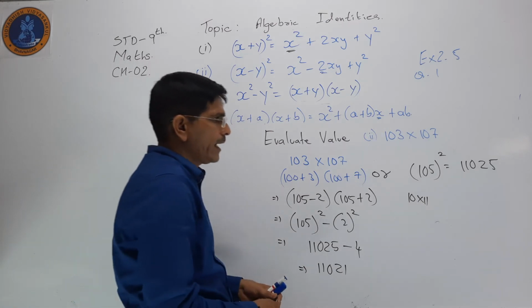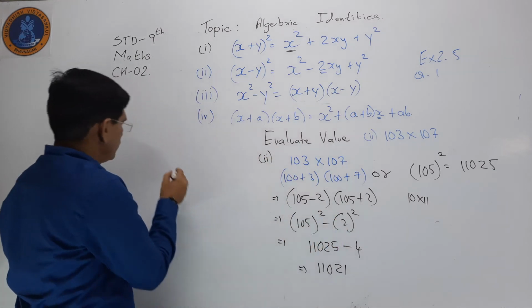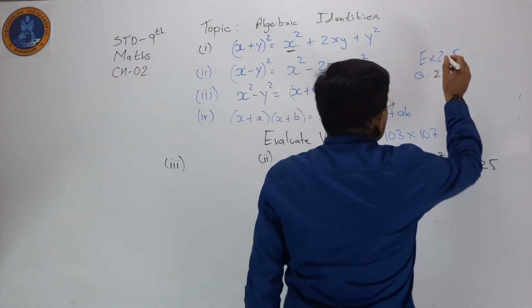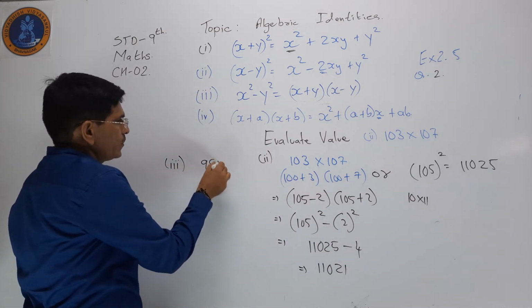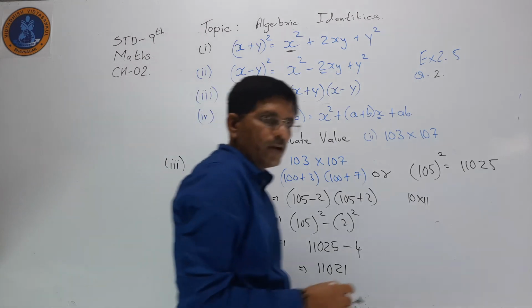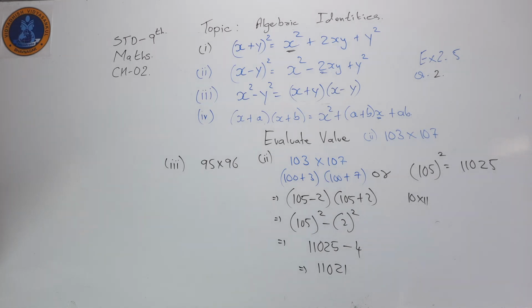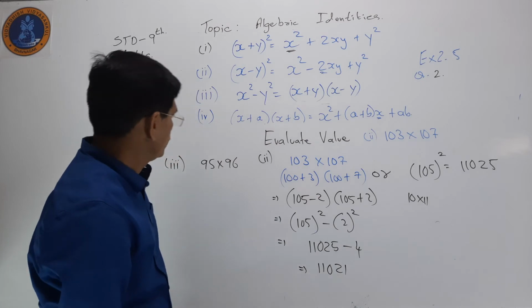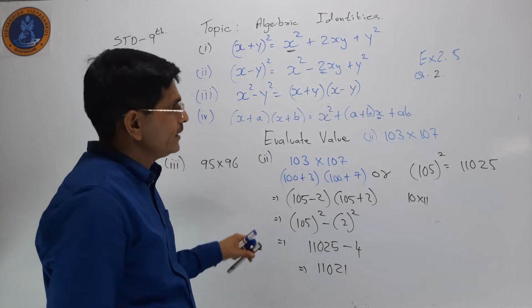And one more sum I am writing here. Try to solve this, that is the second sum. Now the third sum, that is Exercise 2.5, we are doing question number 2. Evaluate the value. Question number 3 is 95 into 96. Now try to solve it yourself and give me the answer. I hope you have written it and got the answer of this 95 into 96.